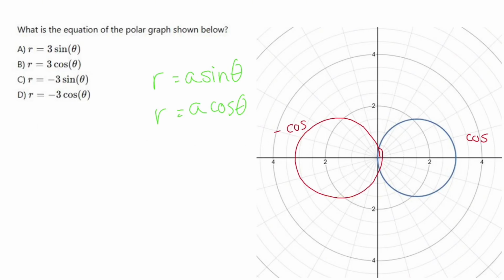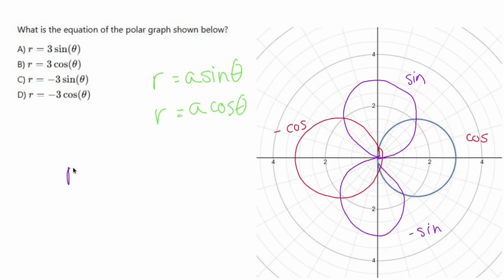Now, what do the sine versions look like? They live right on the y-axis. So the positive sine would look like this. The negative sine would look like this. See how good I am at drawing circles? Now, we care about the positive cosine. So this is going to be 3 cosine theta. That's going to be B.